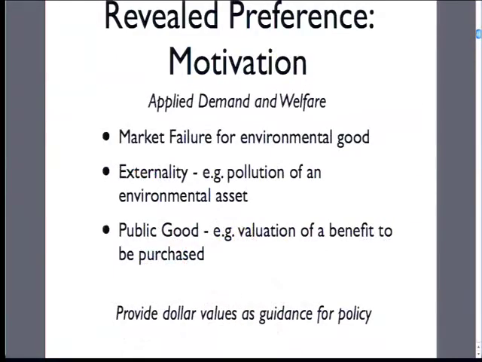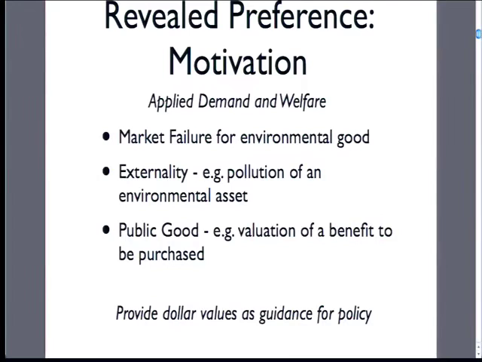So here we go. We're going into revealed preference, and just to start out, we'll think about why we want to do revealed preference. This is what's called applied demand studies, applied welfare analysis. We need to come up with some numbers for something. And to motivate it from two or three lectures ago, we think about a market failure for an environmental good. We have a market failure for the environmental services that are being provided. And two examples we could say are: there's an externality. Some environmental asset, some park or some river or some stream is being polluted, and we want to measure some dollar value of that externality.